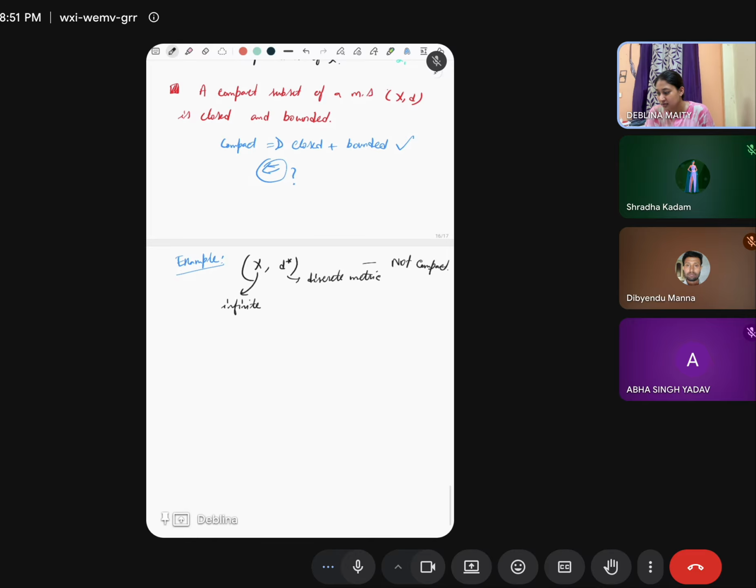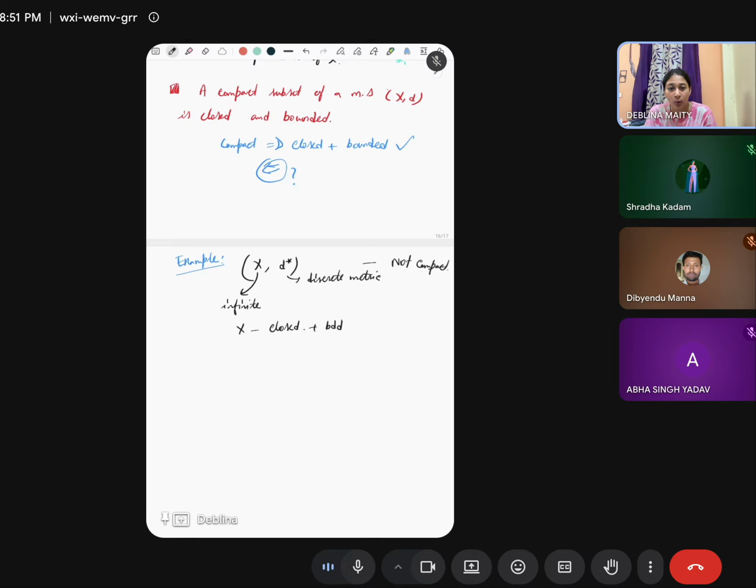So, the whole space is always closed. Yes, this whole space X is closed, right? Plus bounded, but it is not compact, right? The whole space is always open and closed.